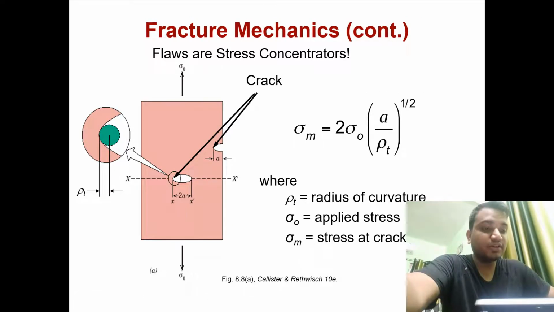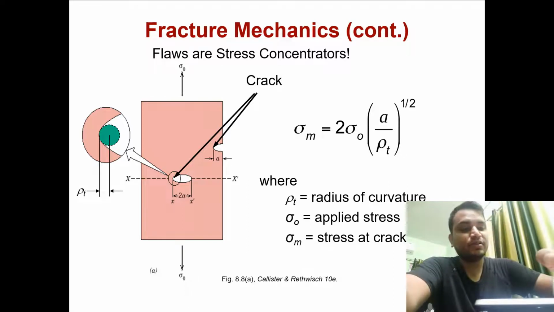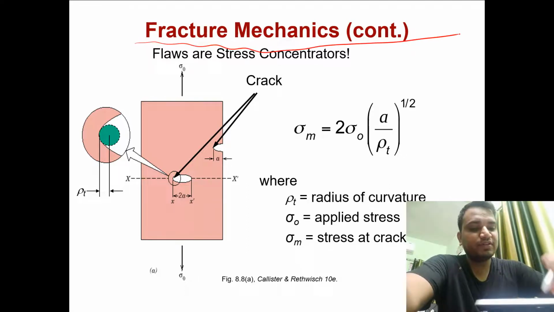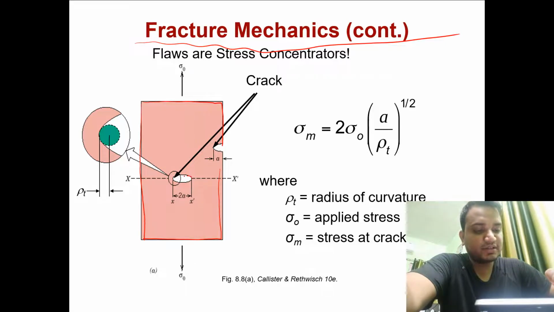So that's what is explained here. This is the fracture mechanism. Okay, so here this is the specimen in the form of 2D, two dimension. And from inside it is shown that there is some crack, and this crack has a complete length of 2a.